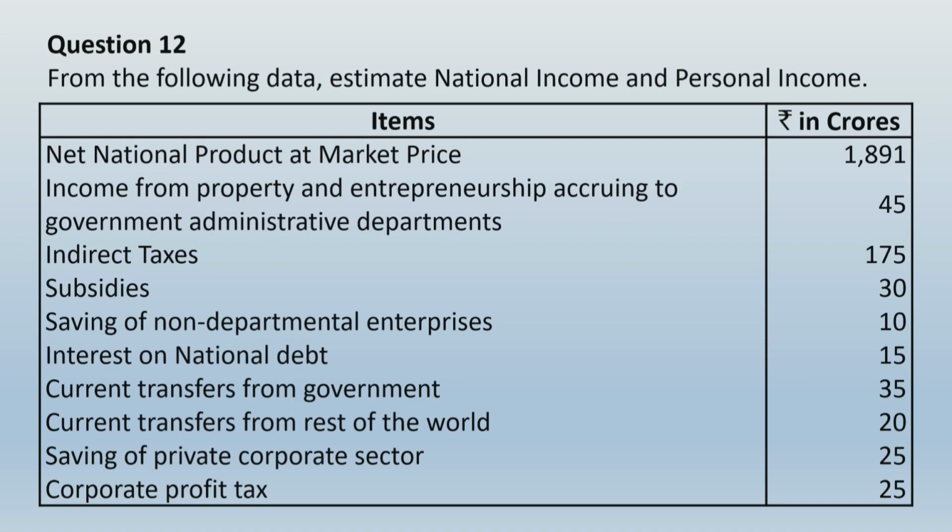If this much is informed and you are required to compute national income and personal income, you should understand that national income precisely means net national product at factor cost, and what is given to you is net national product at market price. You have to convert the market price base to factor cost base, and you will easily be able to arrive at national income. Once you have landed at national income, it is very easy for you to arrive at personal income based on what we have just learnt.